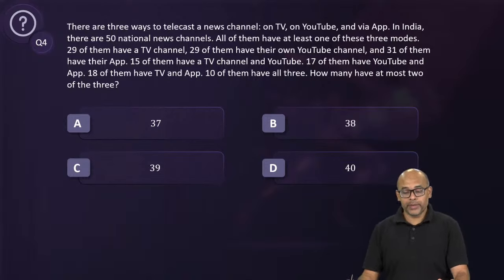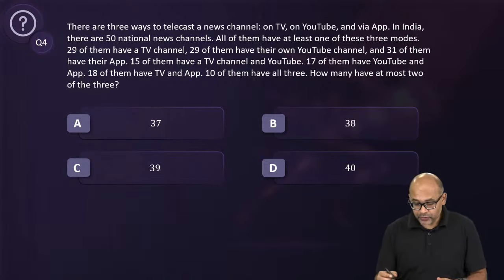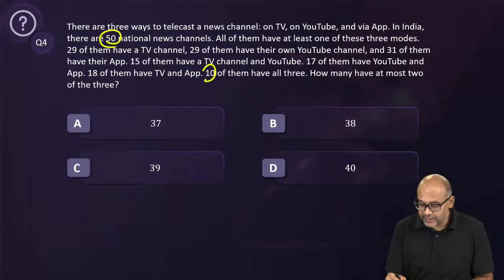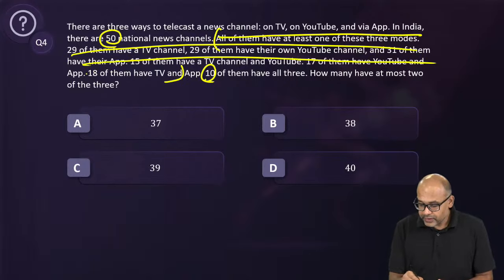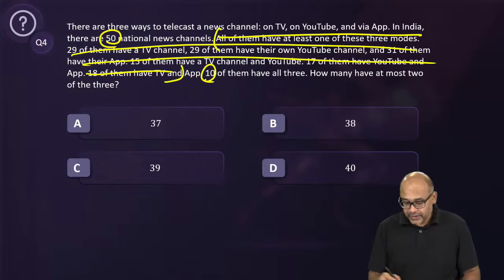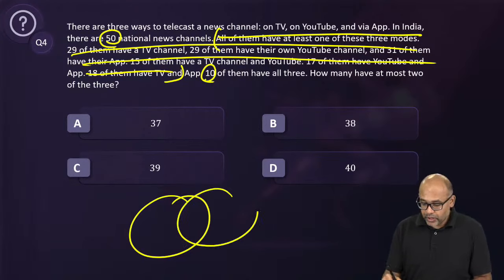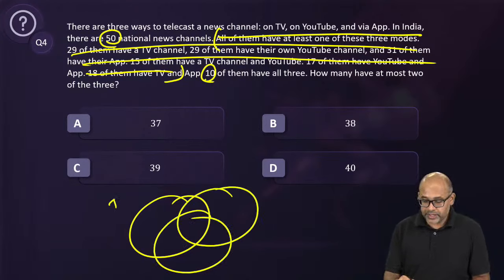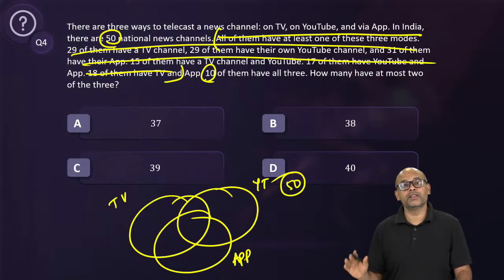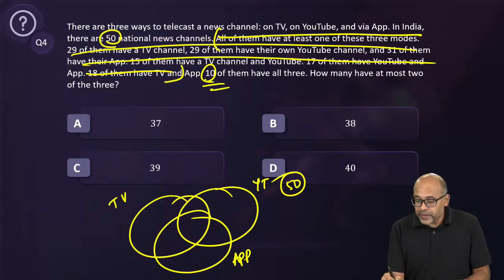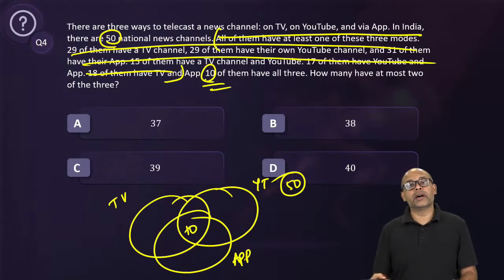Alright guys, so that's about a minute. In this question, what you need is this 50 and this 10, that's all. This entire thing is irrelevant till here. Why? Let us understand. You have 3 types of channels, TV, YT and app. All together is 50, correct? 10 of them have all 3.